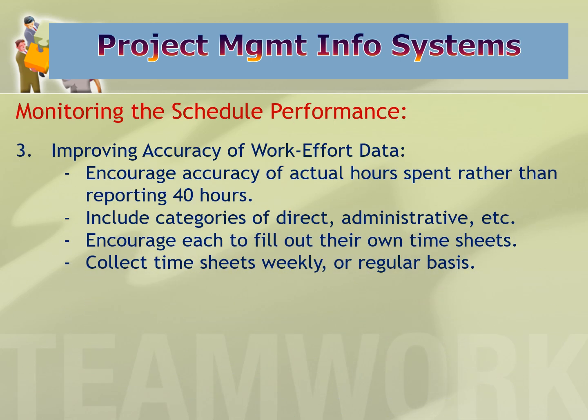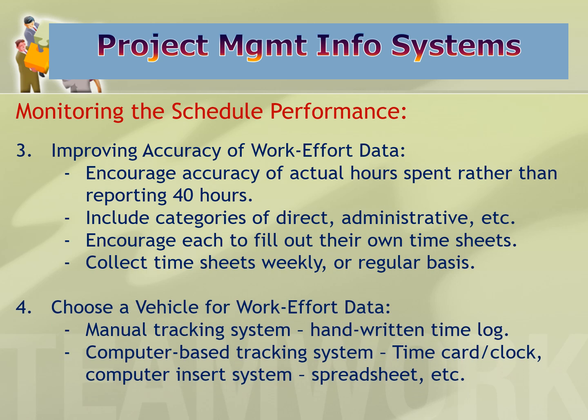Improving accuracy of work effort data. Encourage accuracy of those actual hours spent rather than just reporting 40 hours. Include the categories of direct, administrative, or research. Encourage each person to fill out their own timesheets, and then collect those timesheets weekly or on some other regular basis. And again, choose a vehicle for the work effort data. Manual tracking system could be a handwritten time log, but if you use a computer-based, you've got a time card, clock, computer insert system, a spreadsheet, something, again, that can be shared with the entire team.